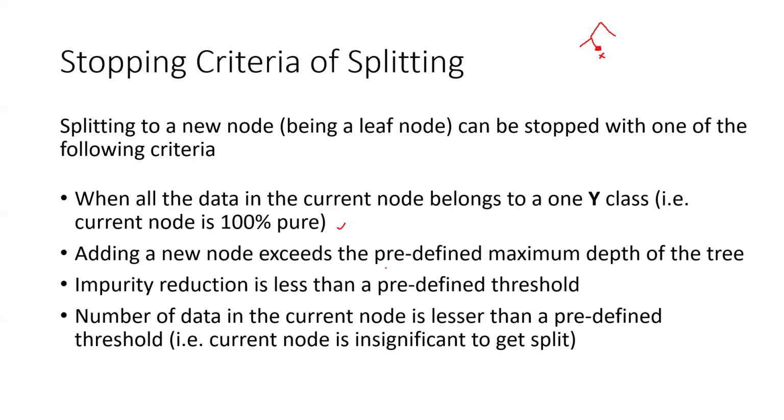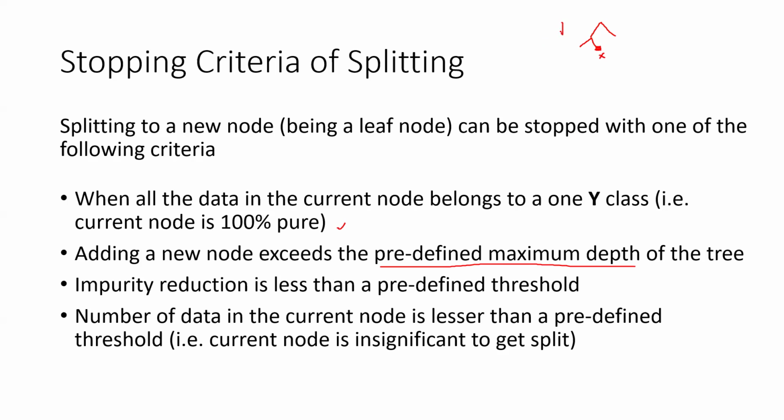And the second condition is you may have a predefined maximum depth, right? Because of the computational requirements, you can't process a very large tree. You may want to have a certain fixed tree depth, and this is also a requirement for the purpose of regularization as well. We will discuss it later. So there may be a fixed predefined variable which is known as the maximum depth. That means how deep the tree is.